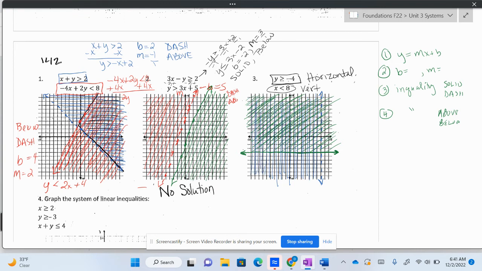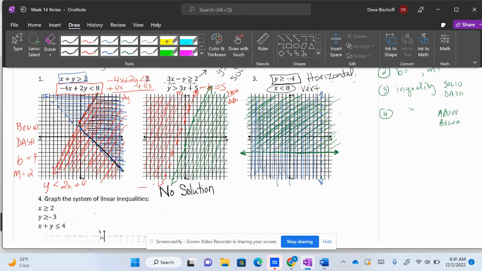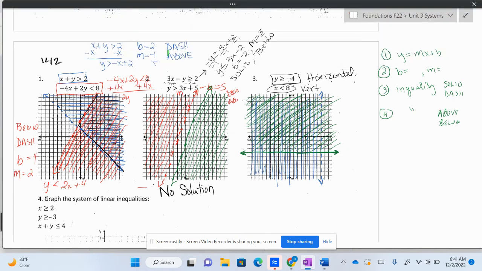So are you able to see your solution set? I'm going to go over it with a highlighter. Your solution area is all of this, including that line, and then all of this space vertically, not including that line, but everything here. So it's a pretty large region.